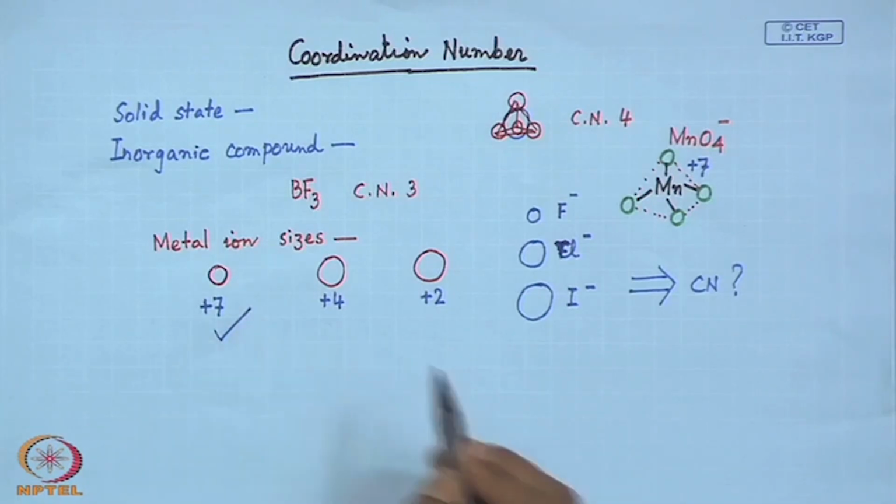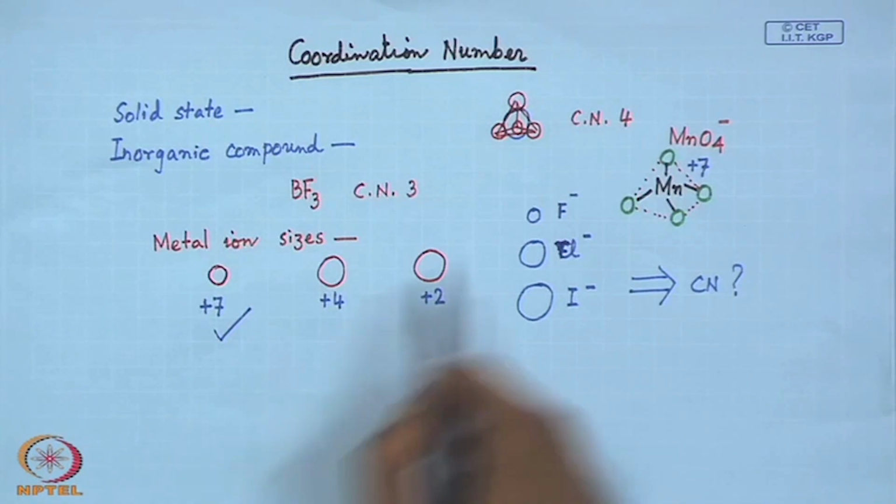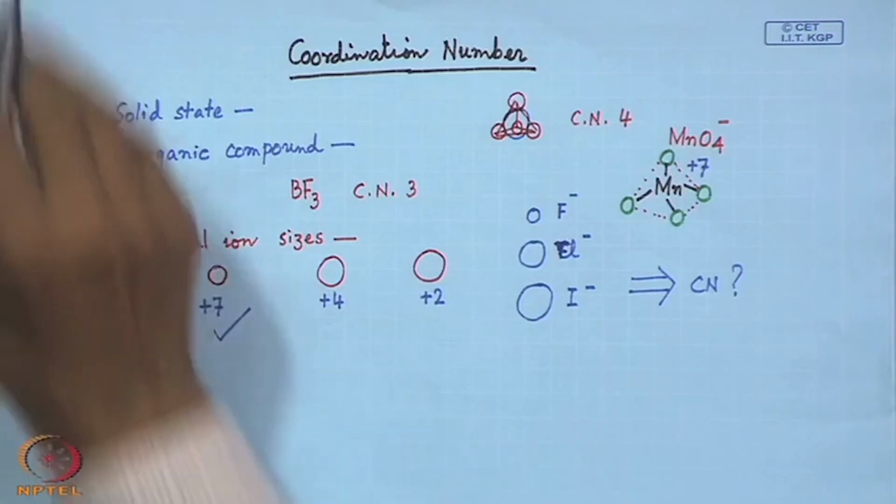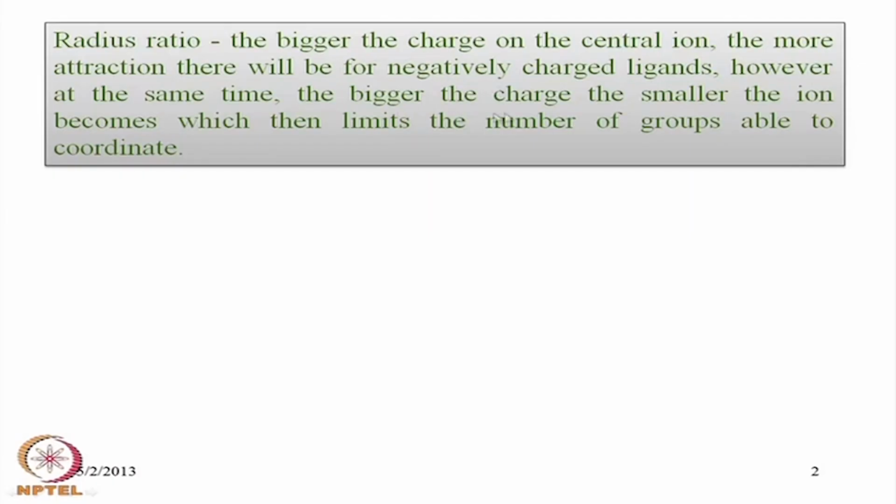That means, if we have a +7 charge on the metal ion, the attraction between this charge and the negative charge will be more. But when we have the larger charge, the smaller the ion becomes. When you have the +7 oxidation state for manganese, it will have the smallest size in the series, which then limits the number of groups able to coordinate. So, when the size is small, we cannot cover the metal ion by a large number of ligands, though the attractive force between the positive center and the negative center is more.